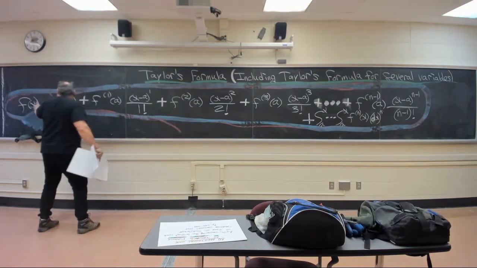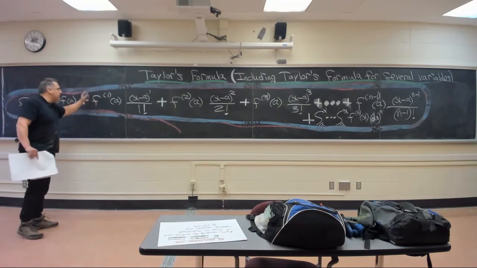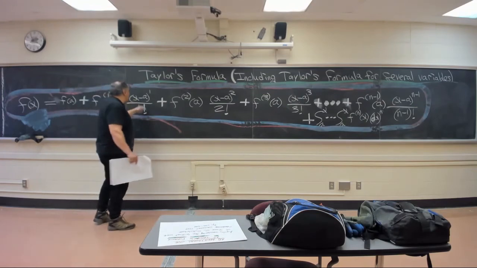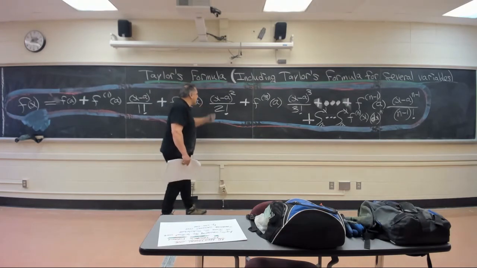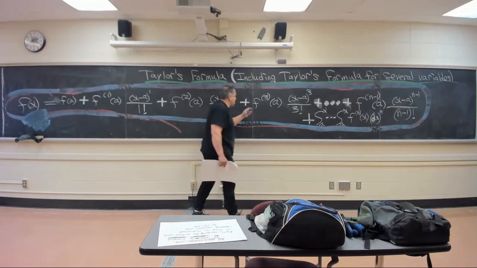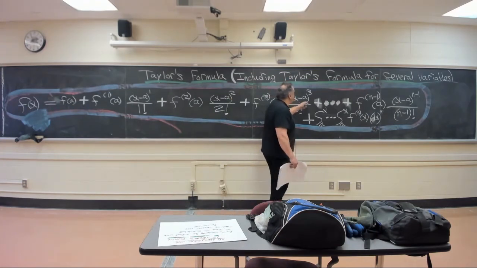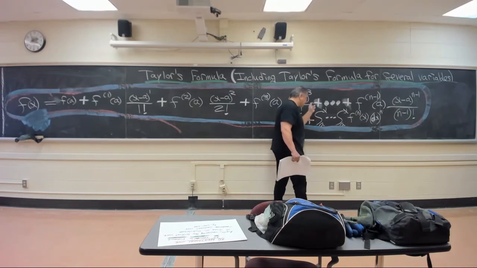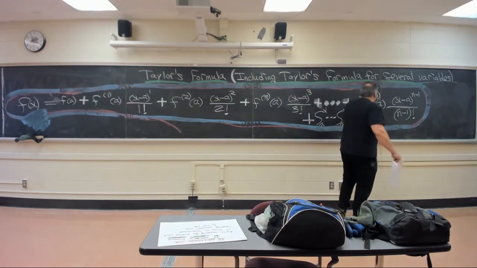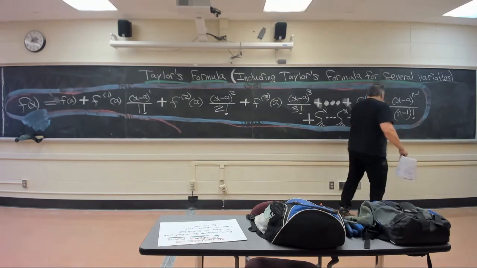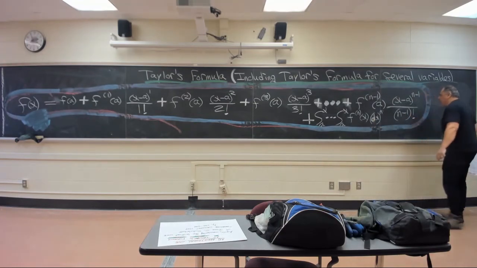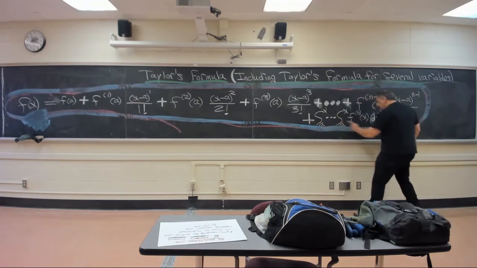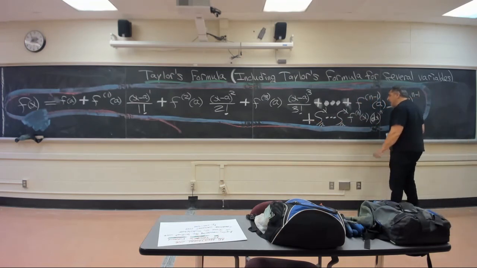That's f of x. F of x equals f of a plus the first derivative of f at a times the quantity x minus a to the 1 over 1 factorial, plus the second derivative of f at a times the quantity x minus a squared over 2 factorial, plus the third derivative of f at a times the quantity x minus a to the third power over 3 factorial, plus dot, dot, dot, plus the n minus 1th derivative of f at a times the quantity x minus a to the n minus 1 power over the quantity n minus 1 factorial, plus the integration done repeatedly n times of the nth derivative of f of x.